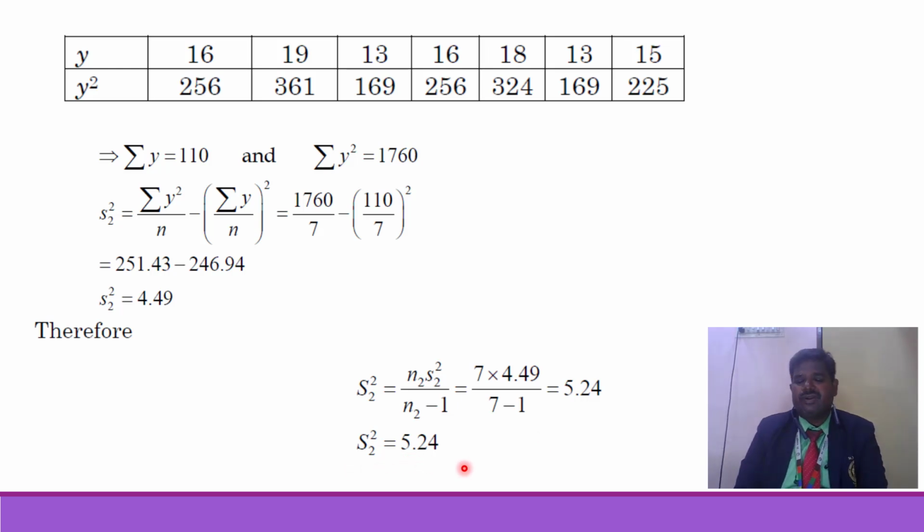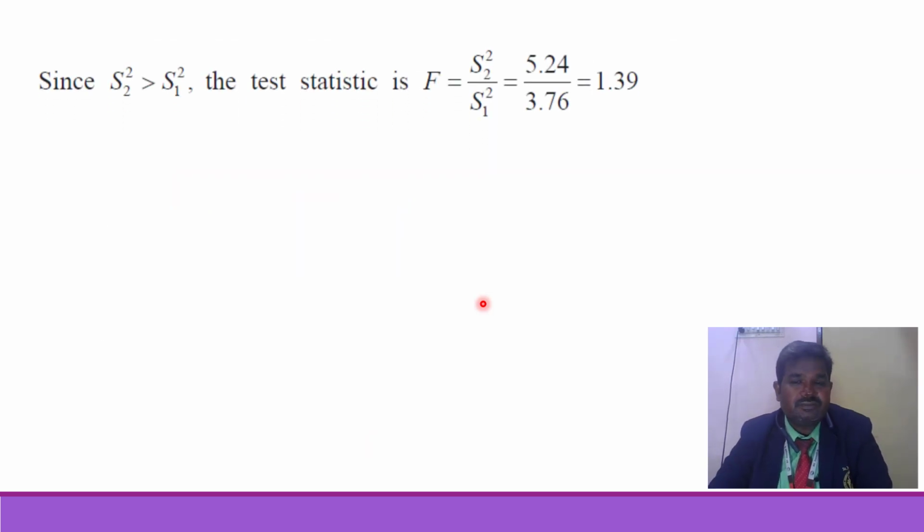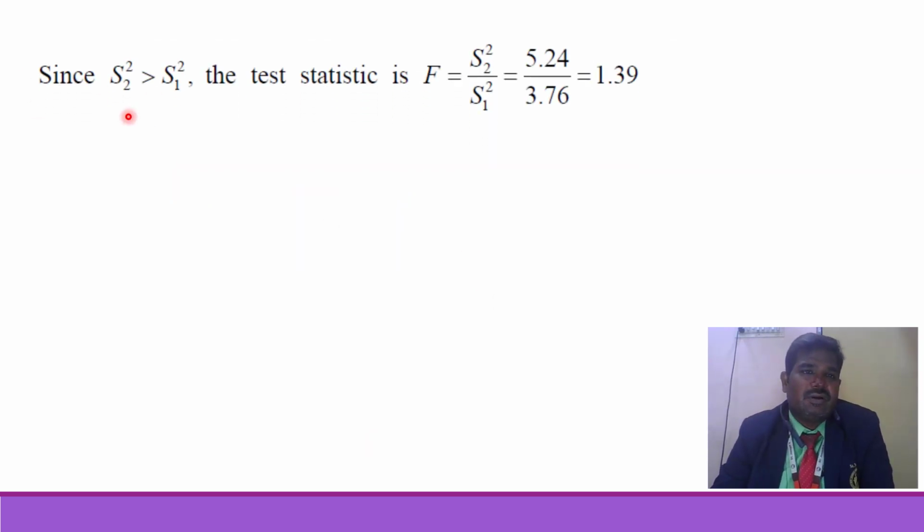So now we have capital S1 square and capital S2 square. And now we choose the suitable F-test formula, that is greater variance divided by smaller variance. So now we can apply the formula. Here S2 square value is greater than the S1 square value, so we use the formula S2 square divided by S1 square. So 5.24 divided by 3.76. Simplifying this, we get 1.39.